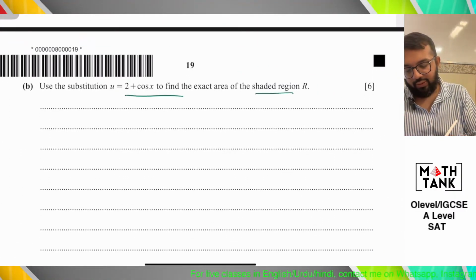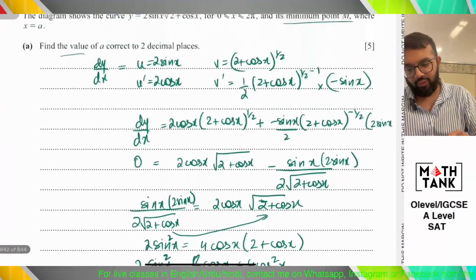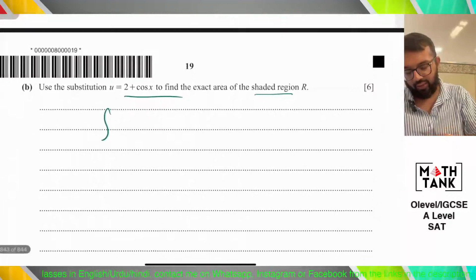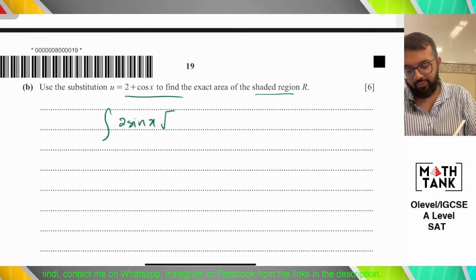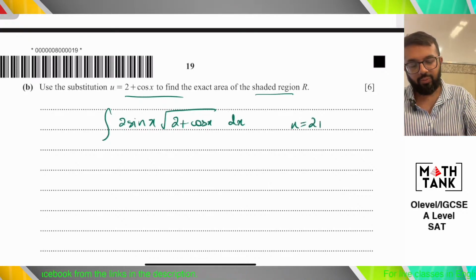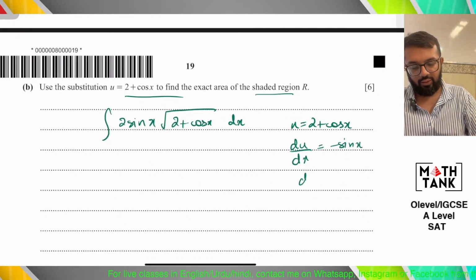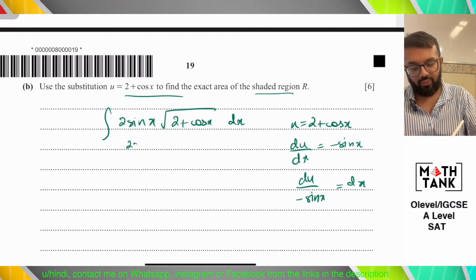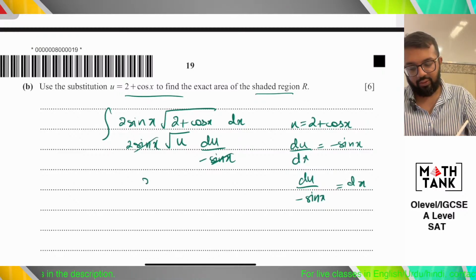Okay, use the substitution to find the exact area of the shaded region. The first thing that I need to do is write my original expression and write a dx in front of it. And du equals 2 plus cos x. So du over dx equals minus sin x. And du over minus sin x equals dx. So 2 sin x root of u du over minus sin x. This cancels out. I have minus 2 root u du.